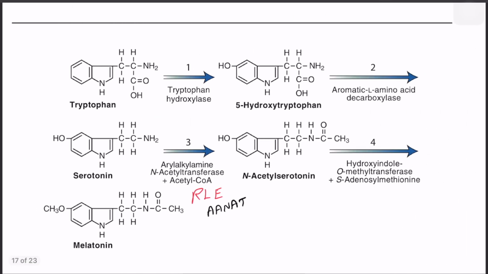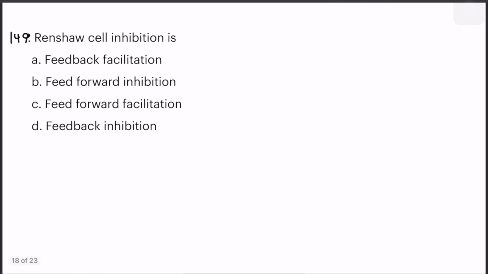And this is the synthesis of melatonin. Just remember two things. Tryptophan is used to synthesize melatonin, and the rate limiting enzyme is AANAT. It is a catchy name, so I just thought it would be nice to tell you.